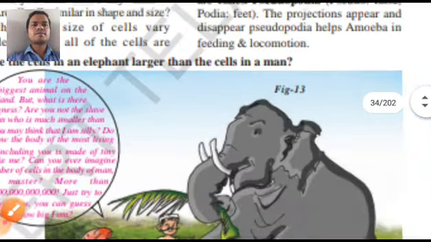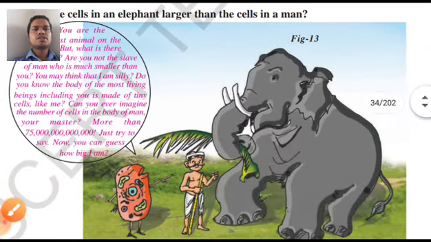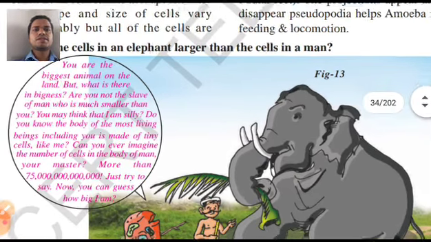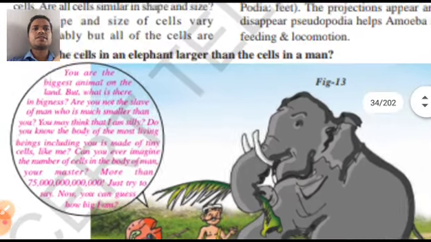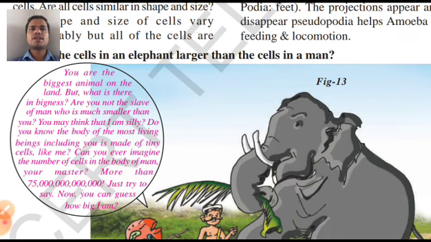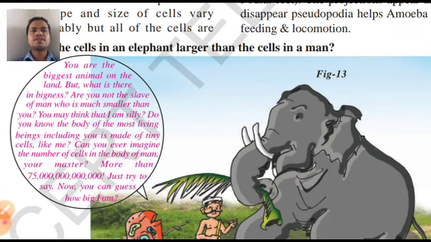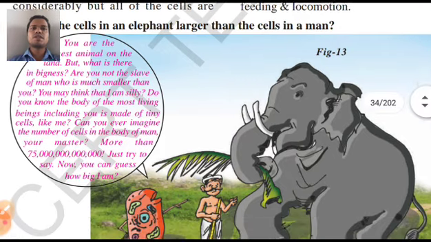Now here you can see a small cell is coming and asking a very big elephant. What is this cell asking this big elephant? You are the biggest animal on the land, but what is there in your bigness? See, the cell is asking, I am very small, I can only be observed under a microscope, but you are very, very large. But you are not great. I am great, the cell is saying. Are you not the slave of man, who is much smaller than you?